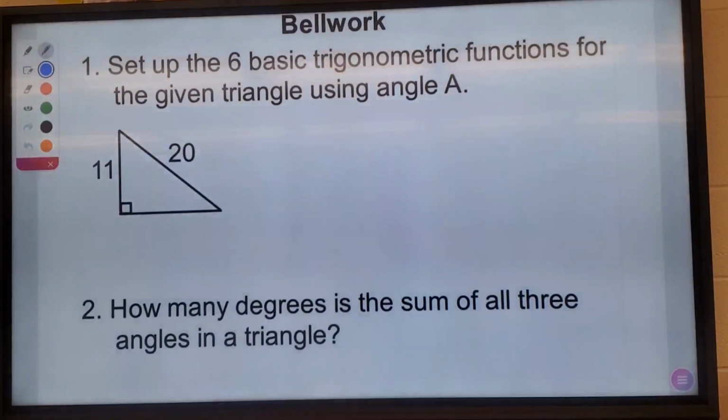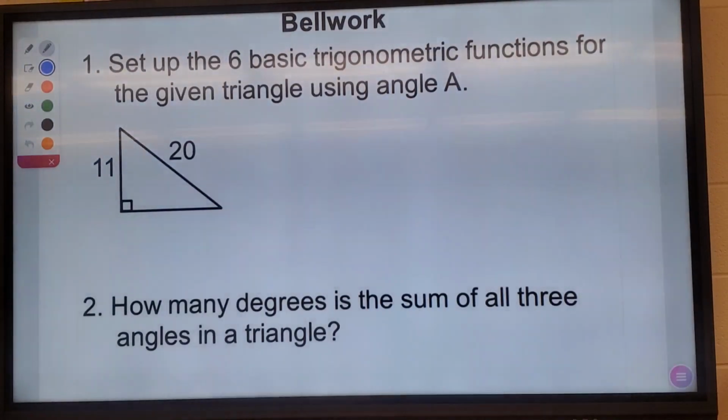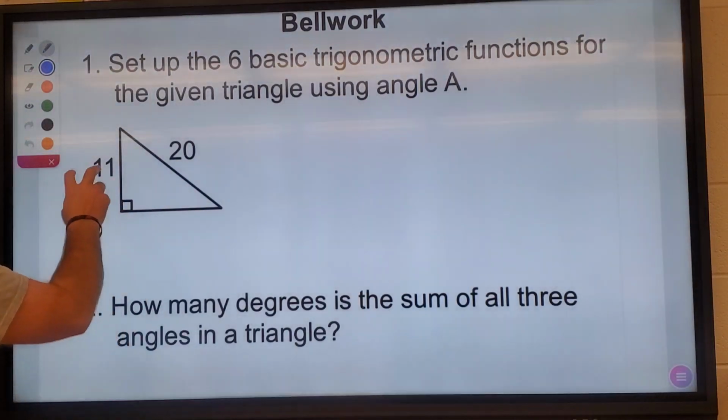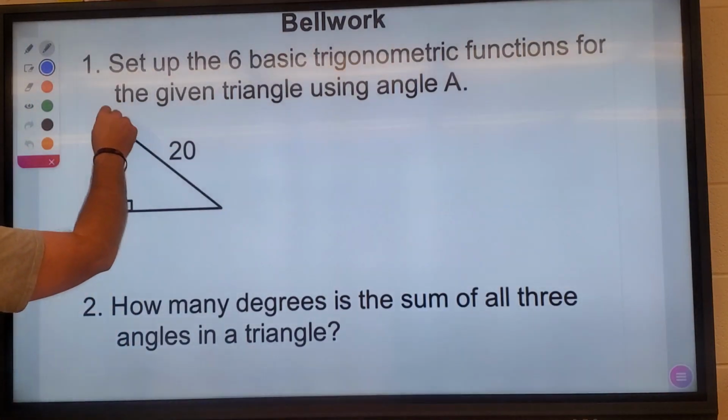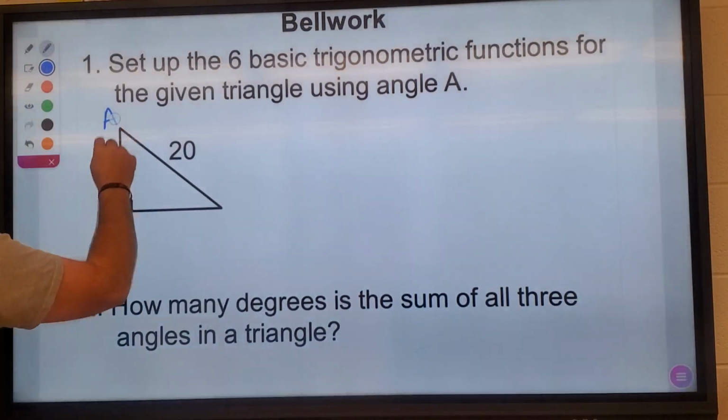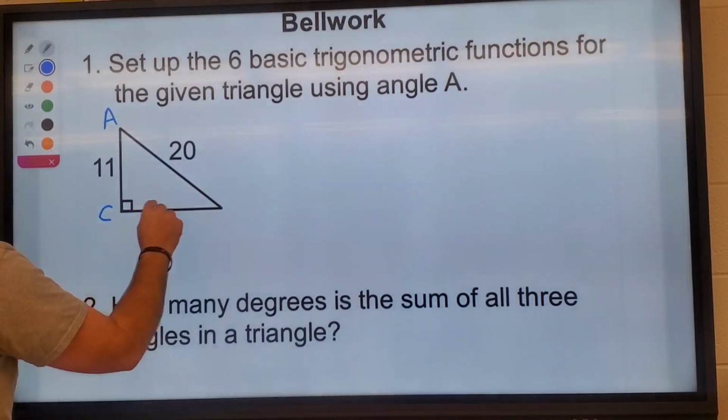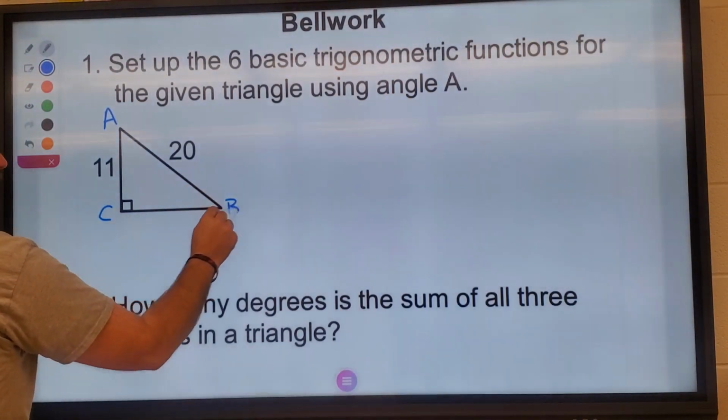Okay, this video lesson is about solving right triangles. For the bell work, number one, set up the 6 basic trigonometric functions for the given triangle using angle A. Again, we need to find the third side of this triangle. We're going to identify this as angle A. This is angle C. This is angle B.